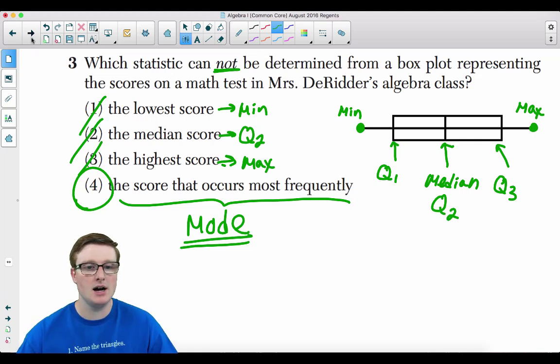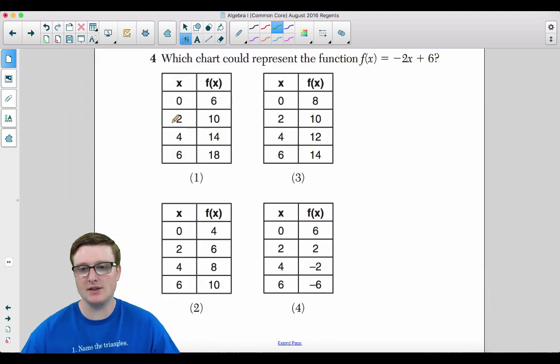That's what a mode is. All right, number 4. Which chart would represent the function f of x is equal to negative 2x plus 6?